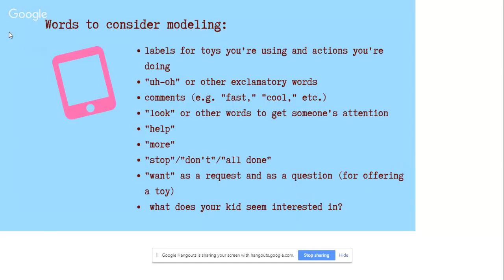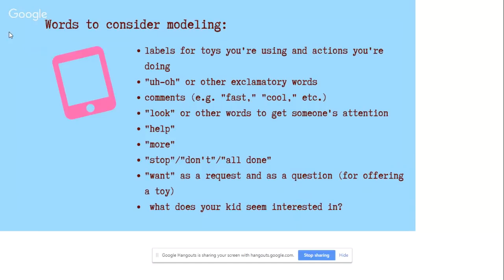Comments, look, or other words to get someone's attention. Help, more. Stop, don't, all done. Want, you can model as a request. You can also model it as a question. You can be offering them a toy. Again, that's you as the helpful partner. Want, okay. And whatever your kid seems interested in, of course, follow their interest. That's what you should be modeling.